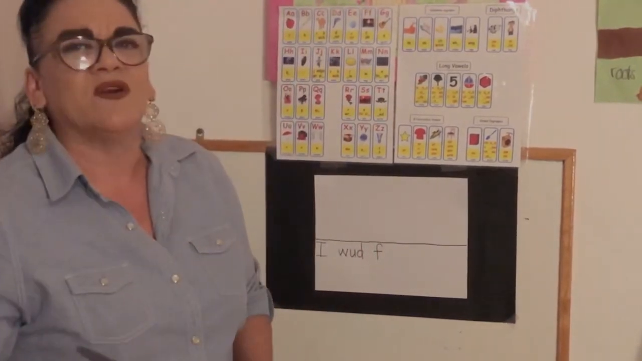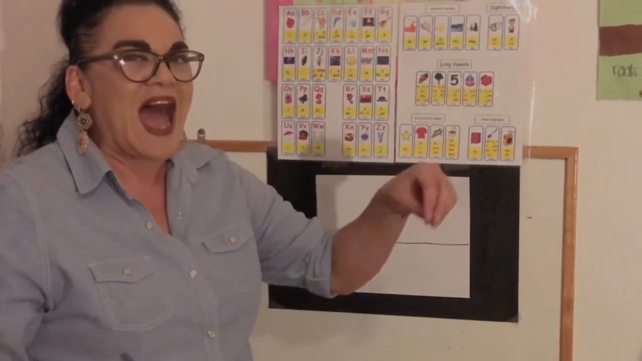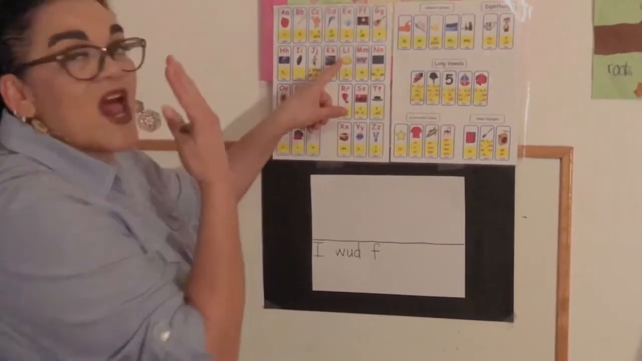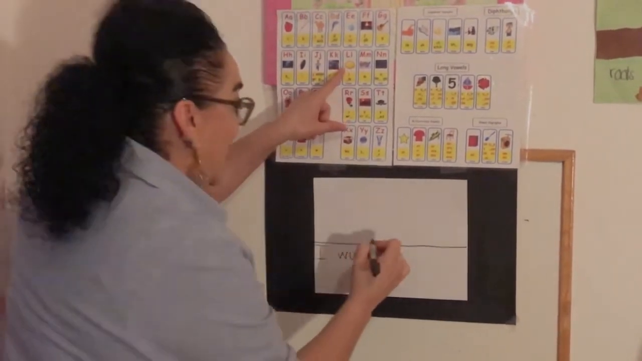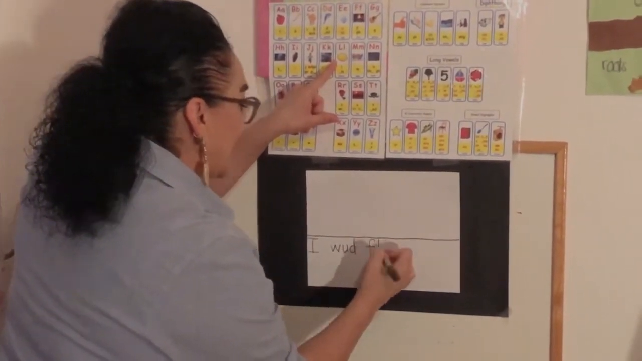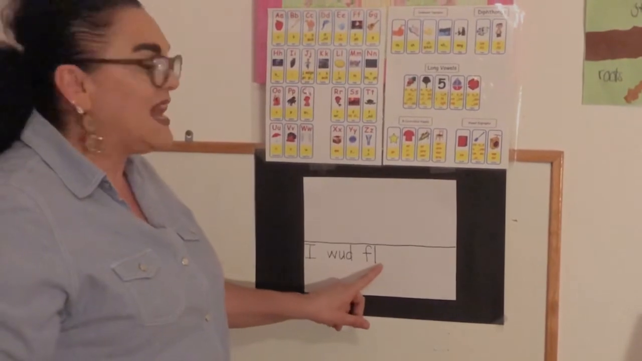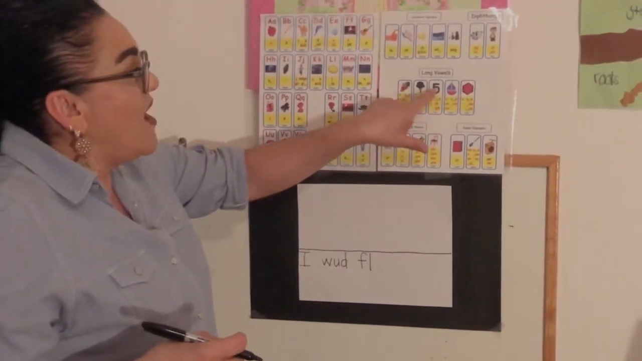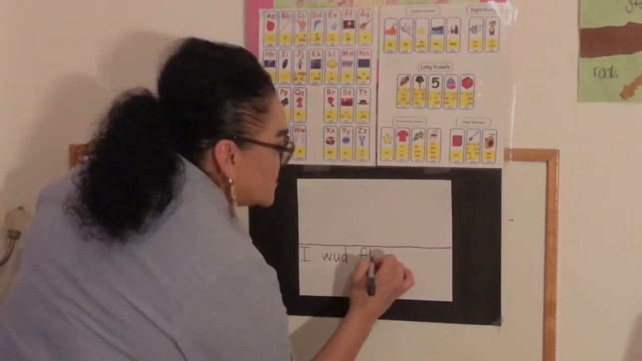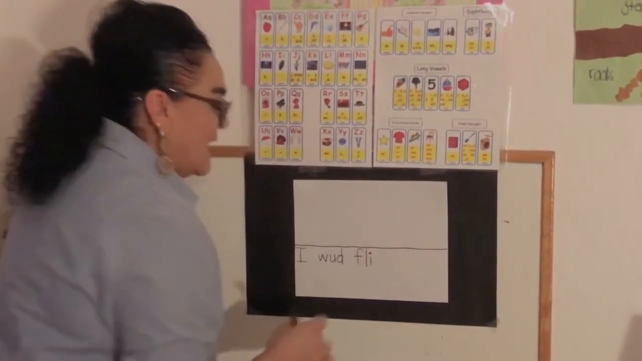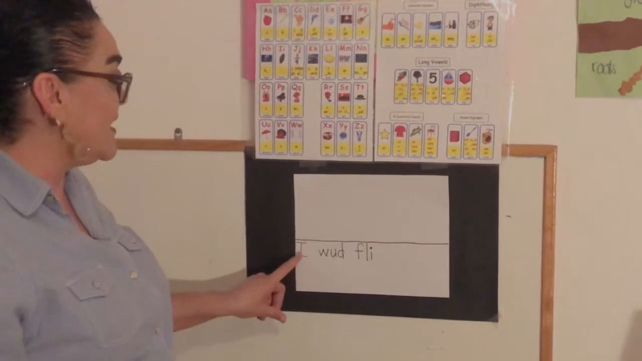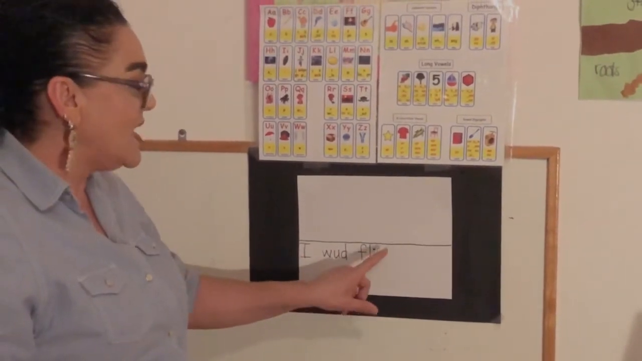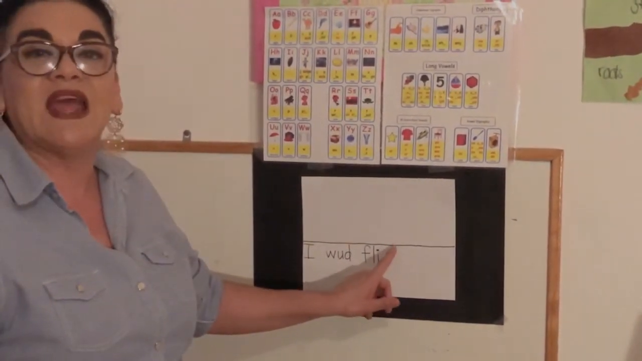What else do I hear in the word fly? I heard L for lemon. So I'm going to write an L. Fly. That's the long vowel I. So I'm going to write an I. And I'm going to read what I have again. I would fly.